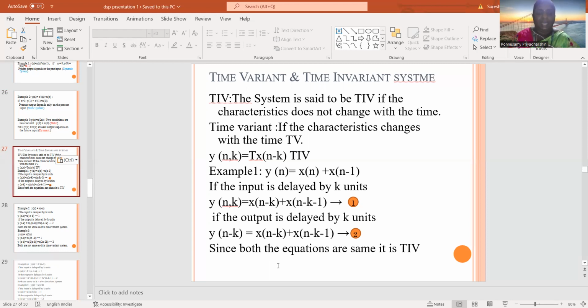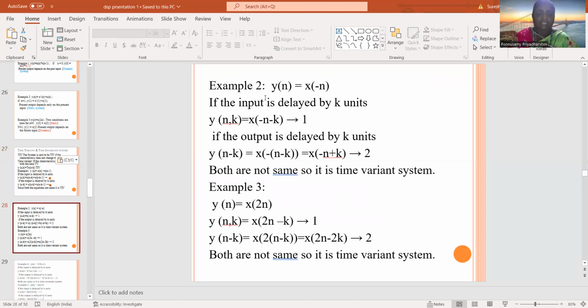So this is called what? Time invariant system. And similarly, we can take another example, y of n is equal to x of minus n. Here, if the input is delayed by k units, the minus n is replaced by minus n minus k. But if the output response is delayed, y of n minus k, the overall value is replaced by n minus k. So it is minus of minus, which becomes plus. So both the equations are not the same. So this is called what? Time variant system.